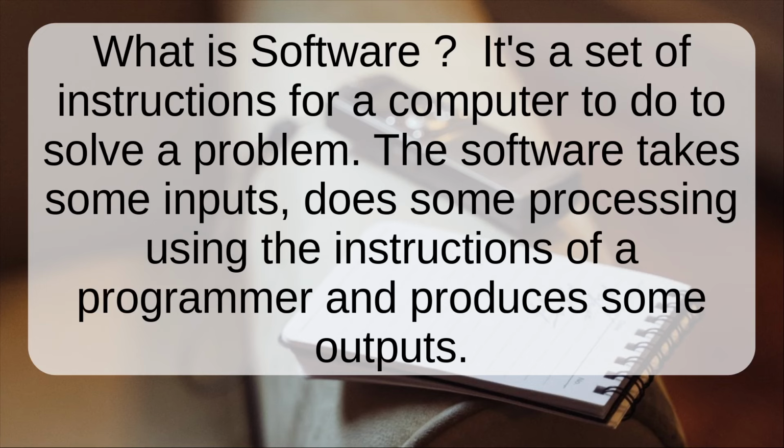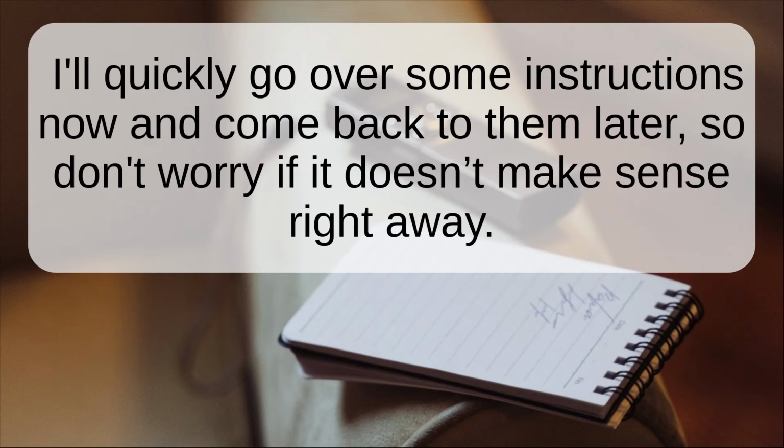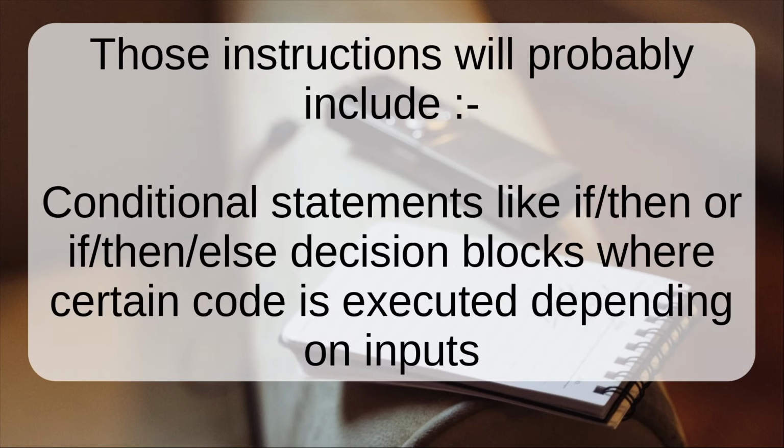What is software? It's a set of instructions for a computer to do to solve a problem. The software takes some inputs, does some processing using the instructions of a programmer, and produces some outputs. I'll quickly go over some instructions now and come back to them later, so don't worry if it doesn't make sense right away. Those instructions will probably include conditional statements like if-then, or if-then-else decision blocks, where certain code is executed depending on inputs.